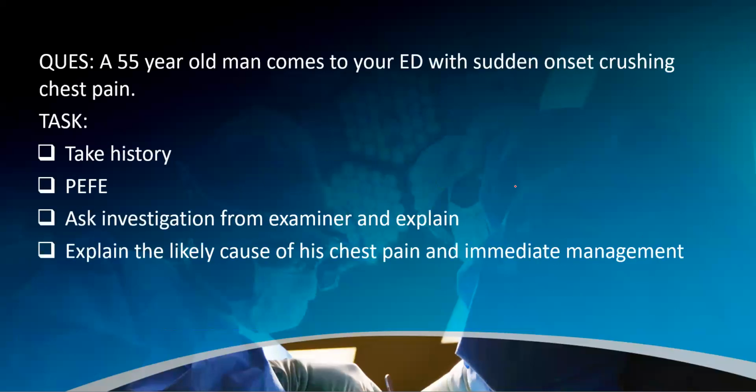Let's do the acute MI, which is very important for your exam. So a 55-year-old man comes to your ED with sudden onset of crushing chest pain. Take a history, PEFE, ask for investigations from the examiner and explain the likely cause of his chest pain and immediate management to the patient. So this is how exam questions come up. Sometimes they might not give you PEFE in here. Most likely history, investigation, and explain with the immediate management.